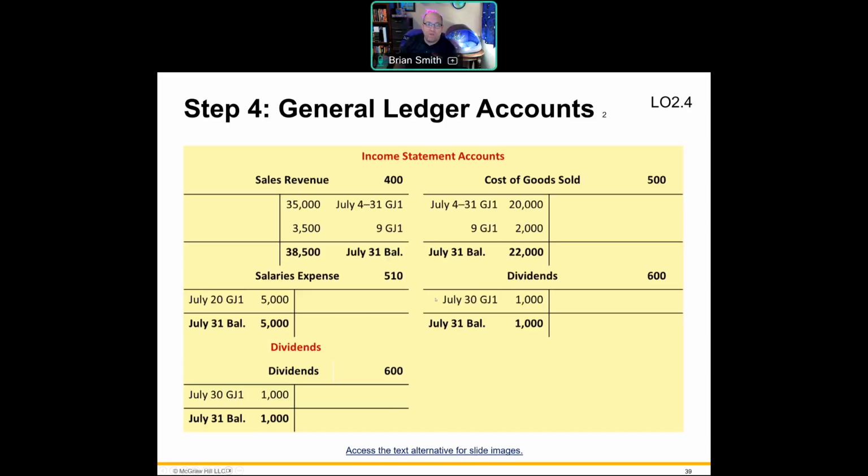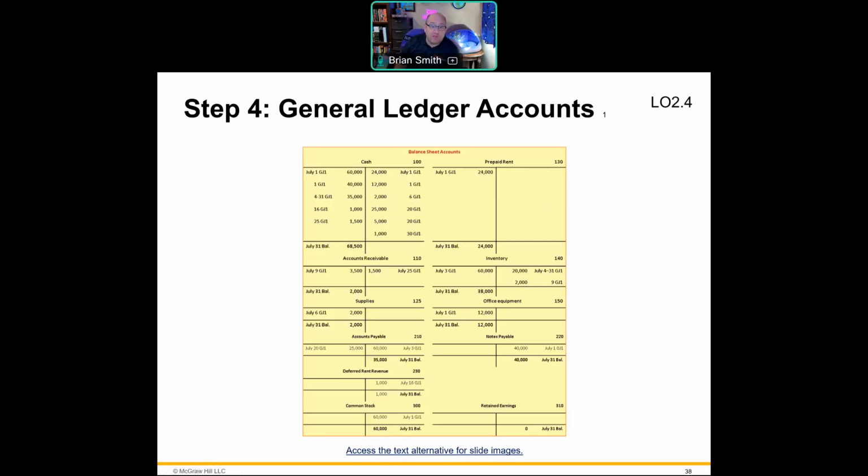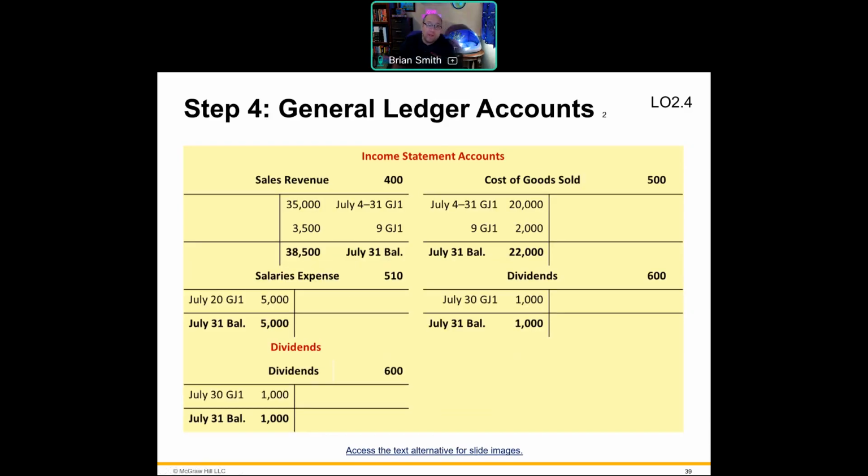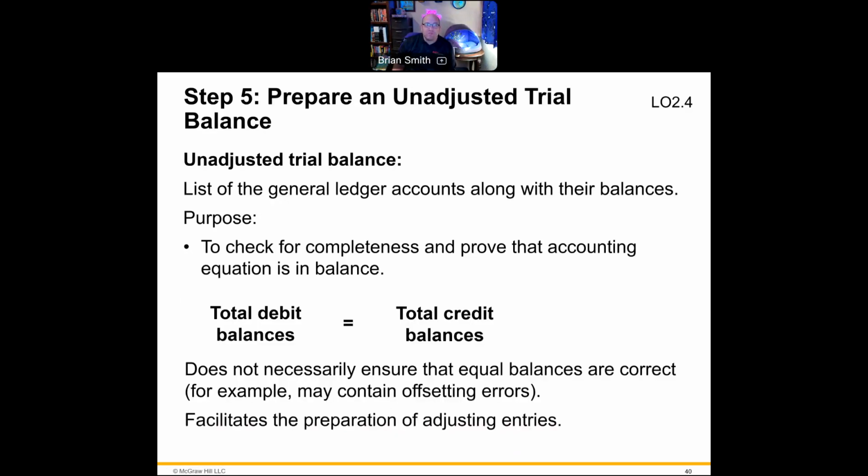Anyway, and then here is your income statement account. So these ones are your balance sheet. These are your income statement and the statement of, well, dividends. Why does it show dividends twice? That red dividends should be shareholders' equity. Whatever. Okay, so now we got to prepare the unadjusted trial balance.